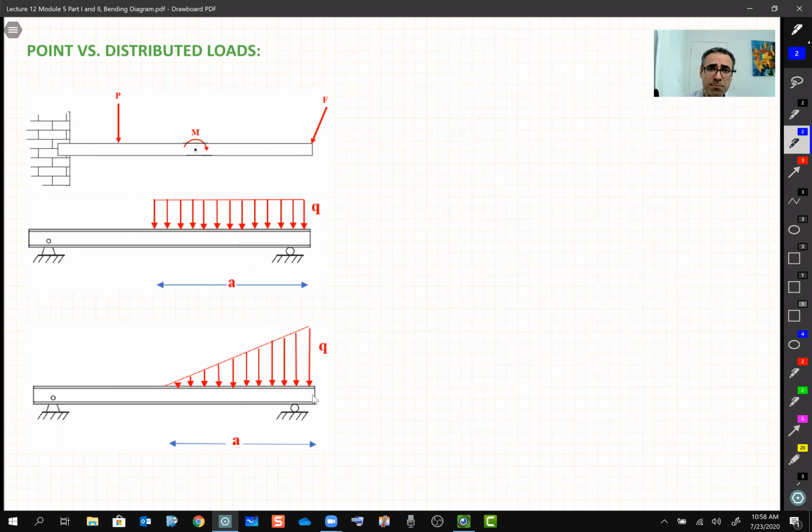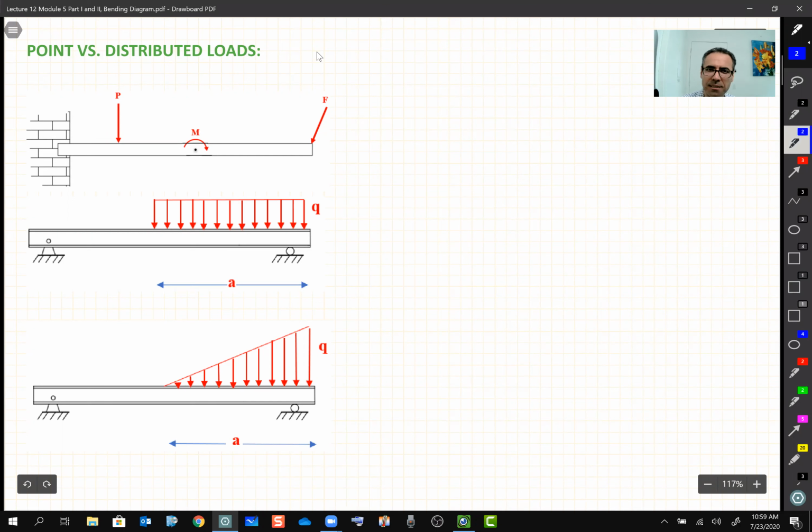Then we put loads on these beams, but there are two types of loads. One is the concentrated loads or point loads, which you are familiar with. This is something that you've seen so far, like this one. You have a load P or a load F or a moment, a torque or moment M. They apply at one point.